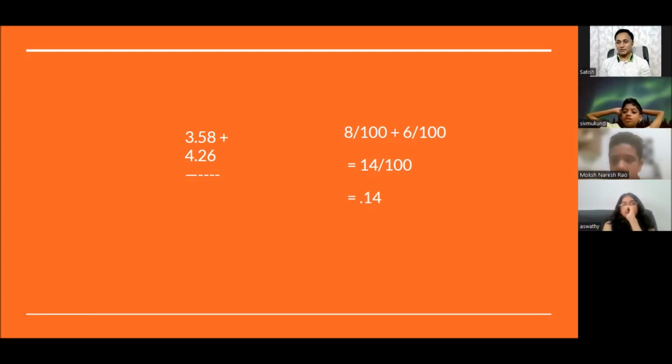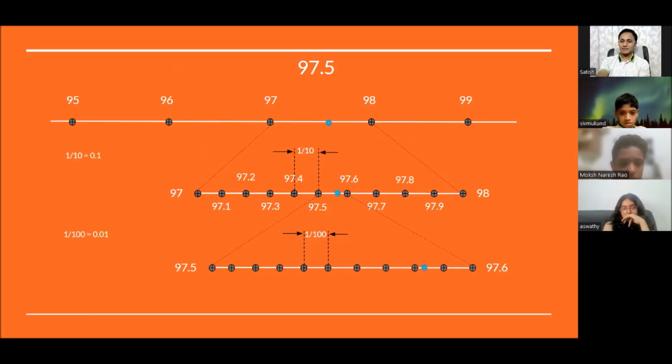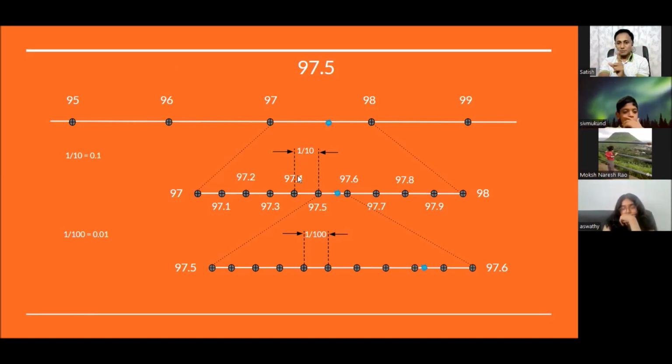Right? Please repeat it. What is 1 by 10? What is the value of 1 by 10? Remember this? Between 97 and 98, there is only 1. That 1 you are dividing into 10 pieces. What was each piece? 0.1. 1 by 10 is 0.1. So after 97, 97.1, 97.2, 97.3, because you are dividing 97 to 98, that 1 into 10 pieces. So each piece is 1 by 10 or 0.1.